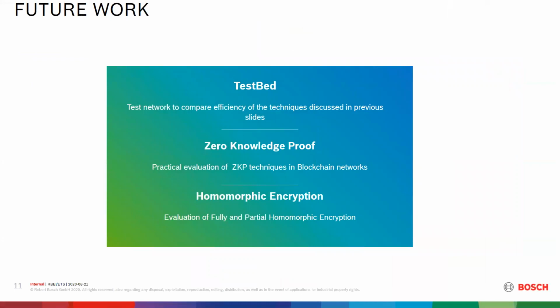This is an interesting slide for us wherein we come up with our future work. So the first one is testbed. Our aim is to develop a test network to compare efficiency of the techniques discussed in the previous slides. The next one is on zero knowledge proof, a practical evaluation of the ZKP techniques in blockchain networks. And the last one is on homomorphic encryption. Evaluation of fully and partial homomorphic encryption is also one of the interesting areas for us.